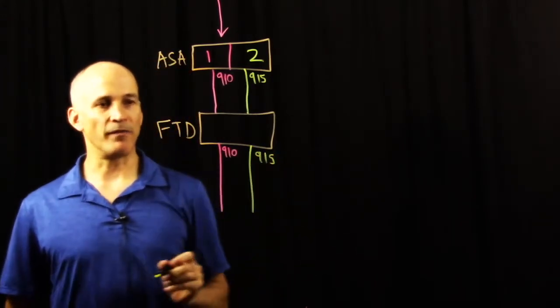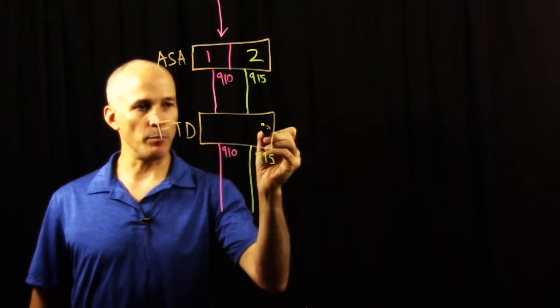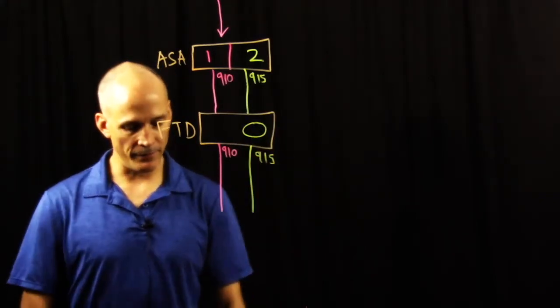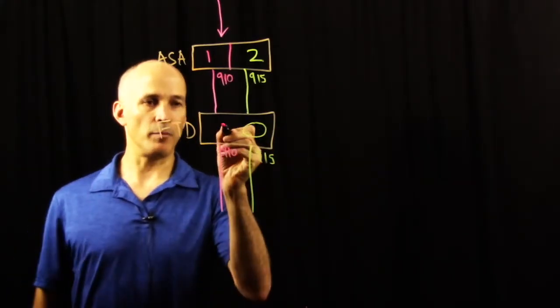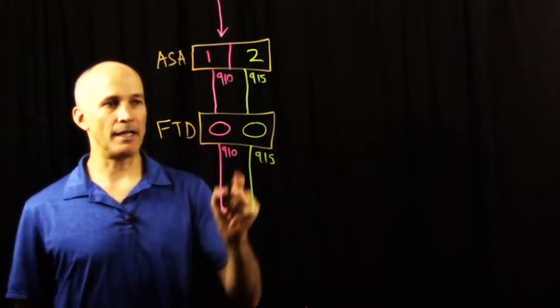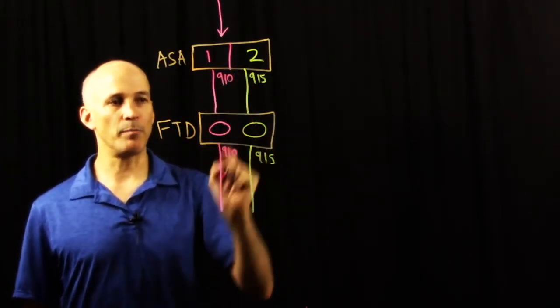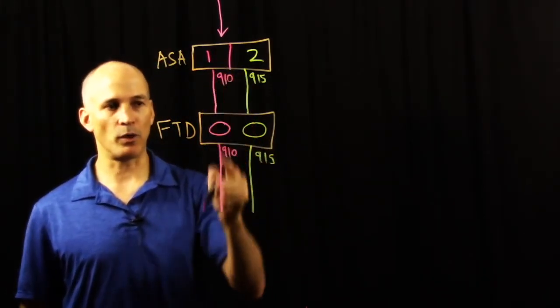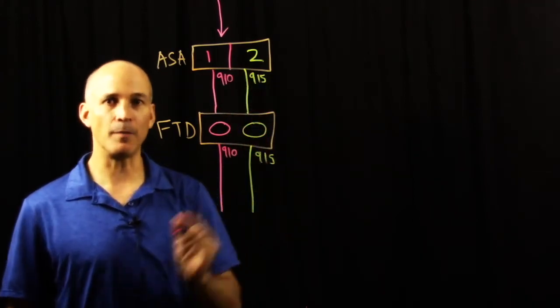Now, because these are separate VLANs in FTD, we can very easily build a policy for VLAN 915, and then similarly build a different policy for VLAN 910, allowing us to differentiate policy according to the traffic, according to the VLAN that it comes through FTD on.